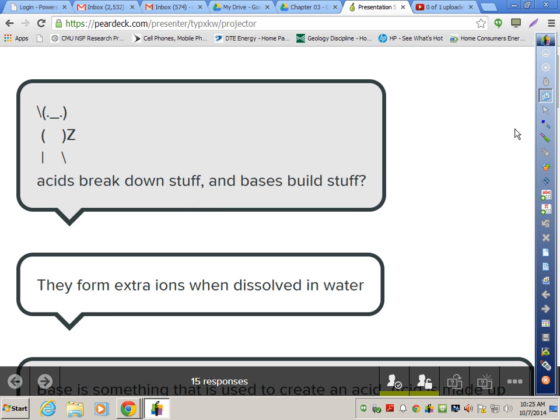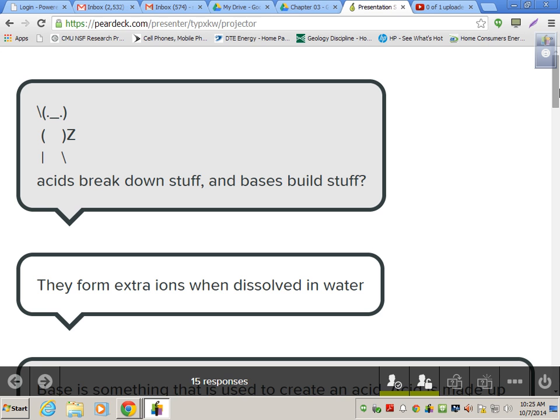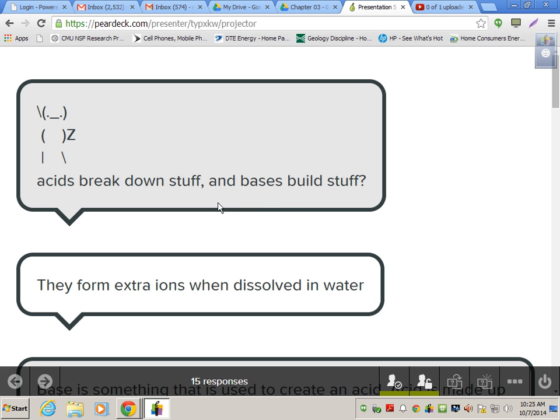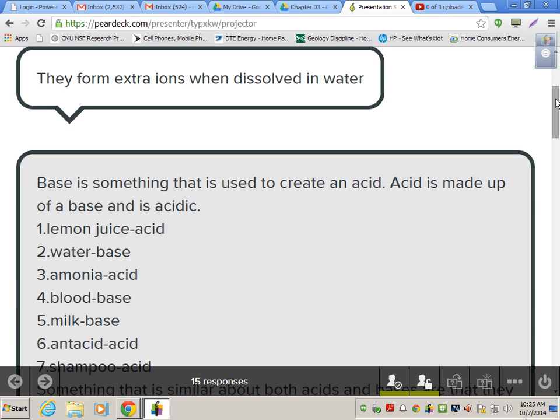Okay, so you guys were asked to tell some similarities between acids and bases. Let me take a see what we have. Okay, acids break stuff down and bases build stuff. Okay, that's not correct. I don't care who said it, it's fine. Remember, it's okay to be wrong.